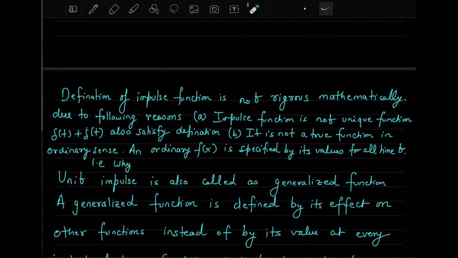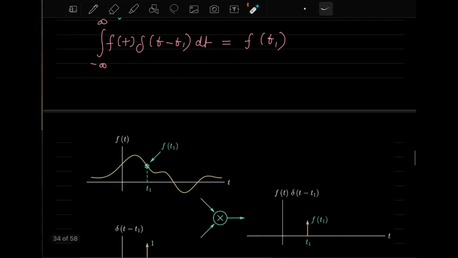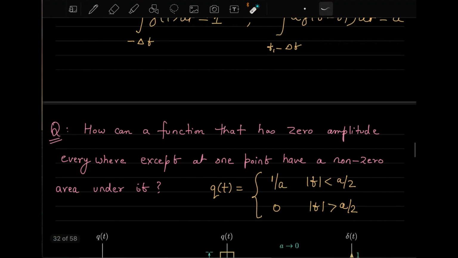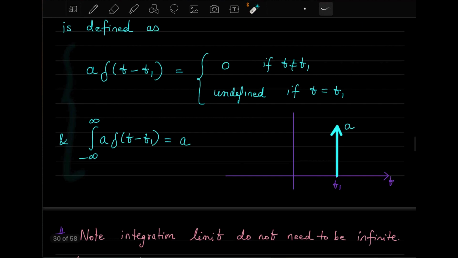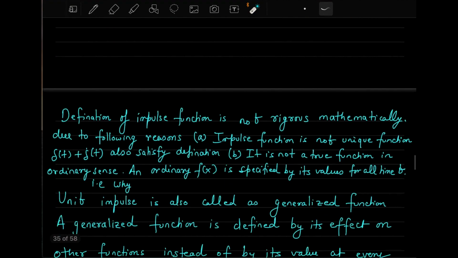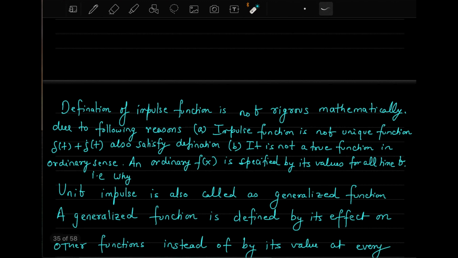The reasons are that the impulse function is not a unique function, because if you use delta t plus the derivative of delta t, it will also satisfy the definition which we have defined for the impulse function. So it is not a unique function defined by that definition.